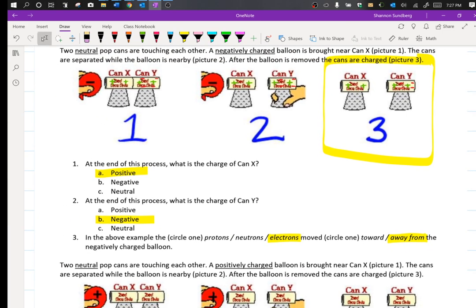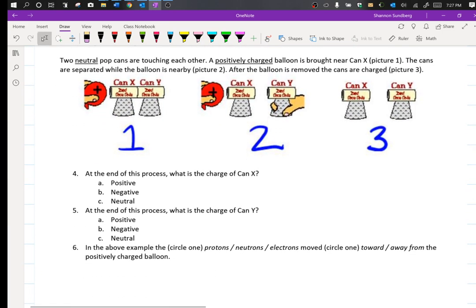So let's look at the second scenario here. Two neutral pop cans are touching each other, and this time a positively charged balloon is brought close to can X, which is picture 1. The cans are separated while the balloon is nearby, which is picture 2. And then after the balloon is removed, the cans are charged, which is picture 3.